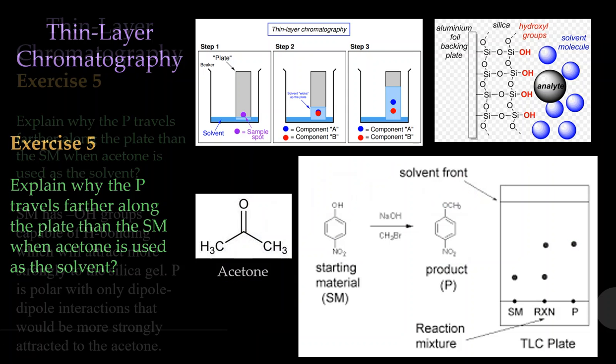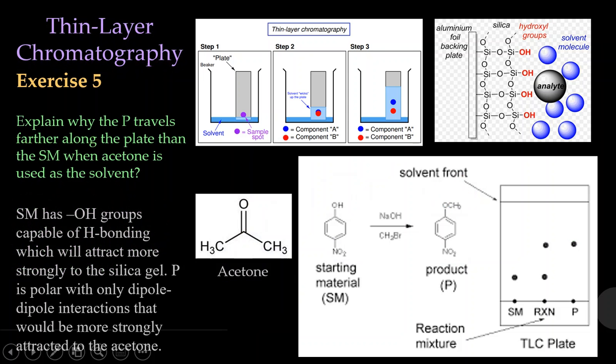Let's see what was put here. SM has OH groups capable of hydrogen bonding, which will attract more strongly to the silica gel. P is polar with only dipole-dipole interactions that would be more strongly attracted to the acetone. And the acetone, being slightly polar, is only going to have up to dipole-dipole interactions as well. So they're more similar. The more similar the attractive forces are, the more attractive they'll be to each other. And as you can see, they'll travel respectively to the ones they're more attracted to.